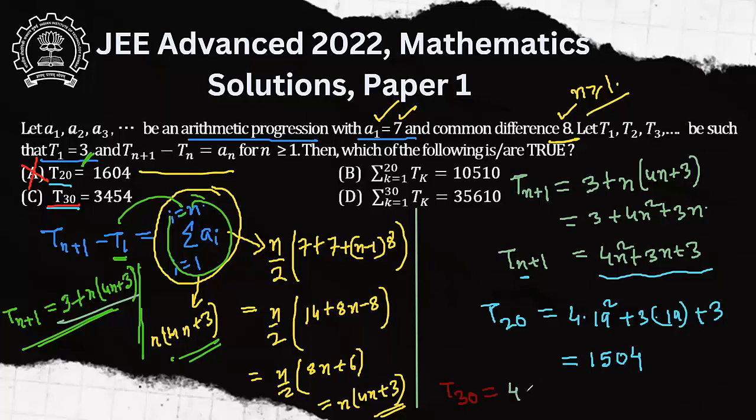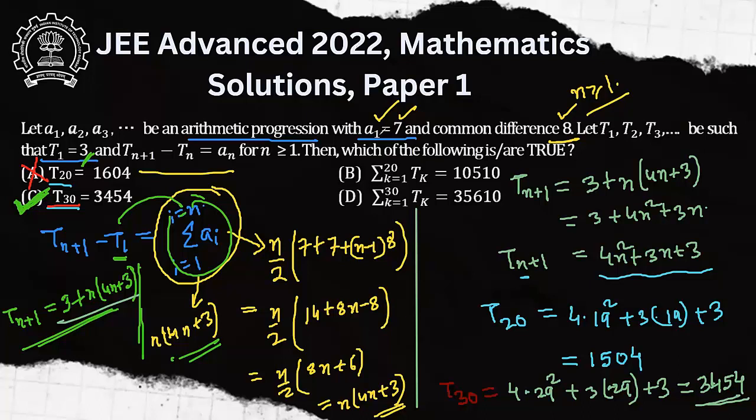Okay. So this is equal to 4 times 29 square plus 3 times 29 plus 3. This is coming out to be 3454. That means yes, option number C is a correct choice. But since this is a multiple choice question, we have to check the other options as well. This is a multiple choice question where we can have more than one answer.